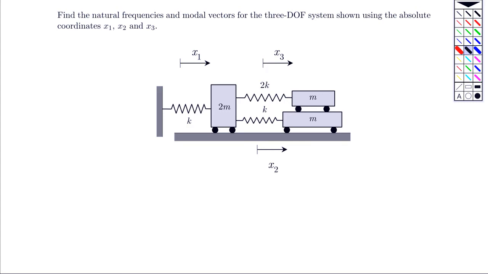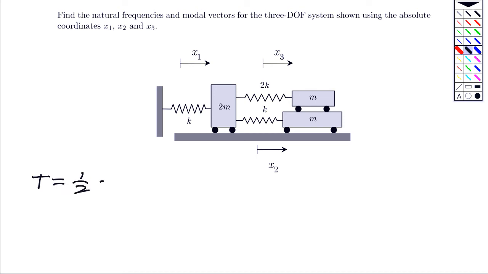In this example, we're asked to come up with the natural frequencies and modal vectors for this 3-degree of freedom system that is shown. Important to note that we're using absolute coordinates of x1, x2, and x3. Start out by writing down the kinetic energy expressions.